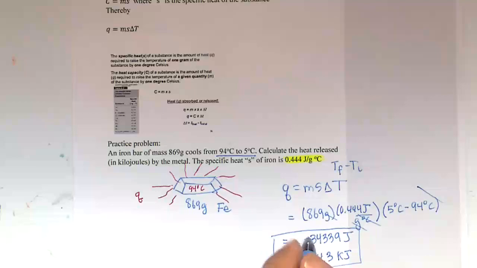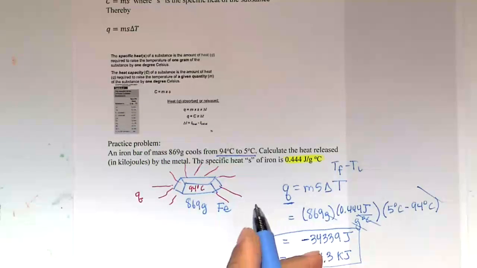So this is released to the surroundings. The negative sign means it's released to the surroundings, this heat Q.